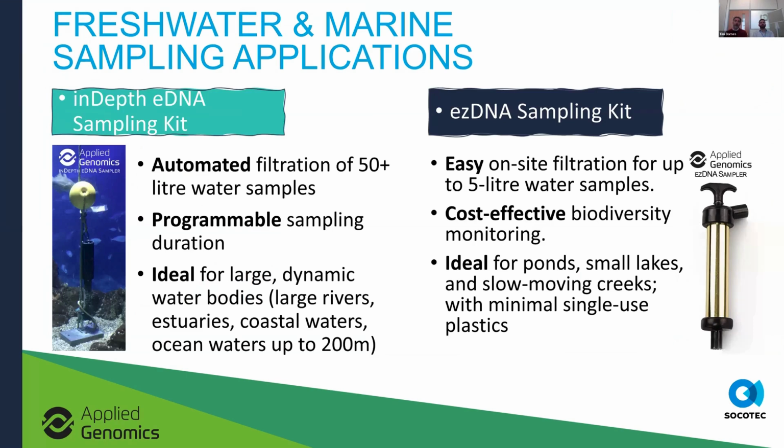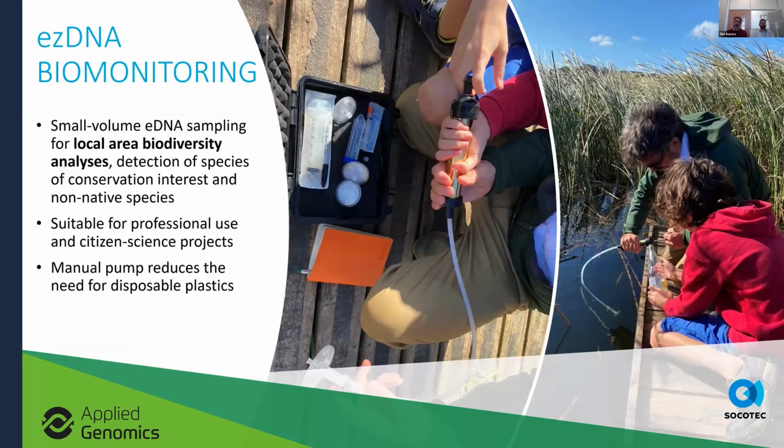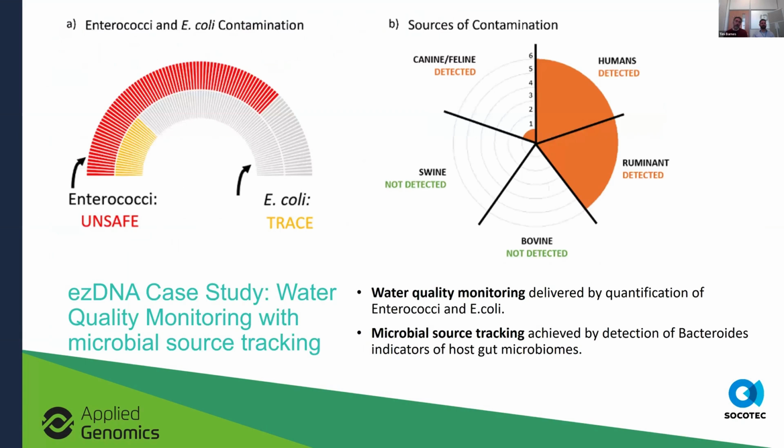Same idea with the waters. We've got the large volume in-depth eDNA sampler and the low volume easy DNA sampling kit. The low volume kit, super easy to use. Here's a couple of Muppets trying it out in a local pond, and very easy to be used by field teams to be able to collect a sample very quickly. And again, the type of outputs that we can get from that are microbial source tracking as well as other types of biodiversity monitoring.